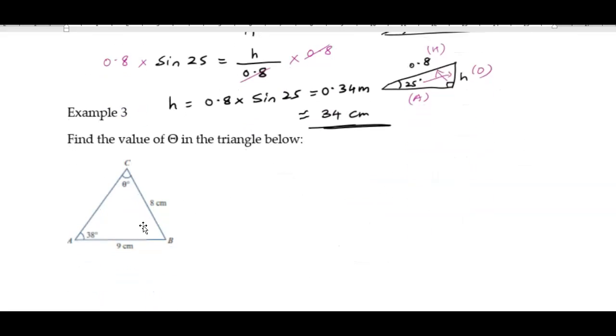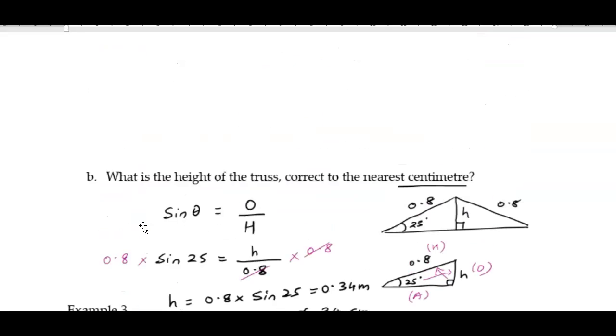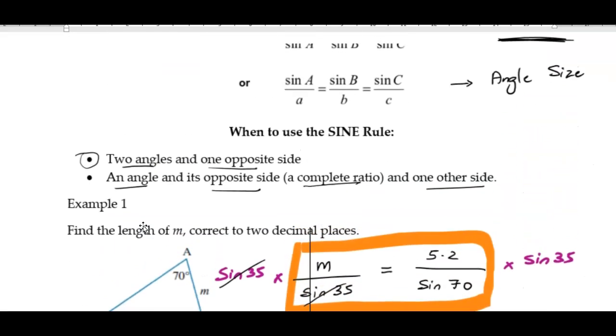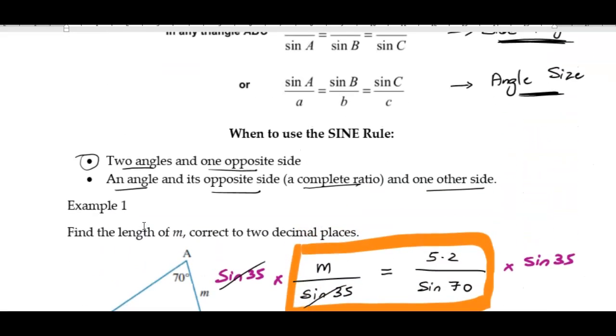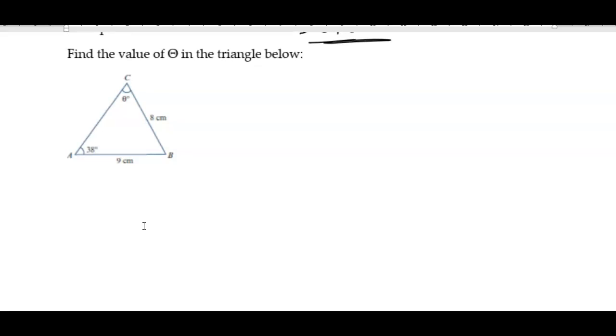One last example in this topic. In this triangle, we are trying to find the value of theta. If I focus on this particular triangle, I can see I have two side lengths. I also have an angle opposite to one of the sides. So if I go back to the dot points about the sine rule, that takes me to the second dot point. I need an angle and its opposite side and one other side, which is the case in this particular triangle.